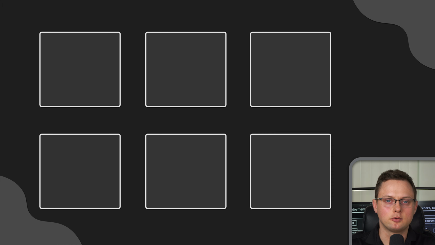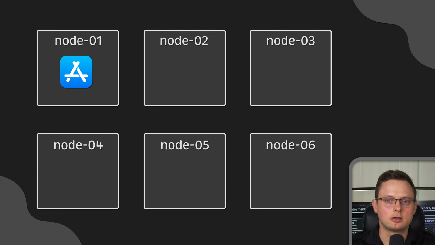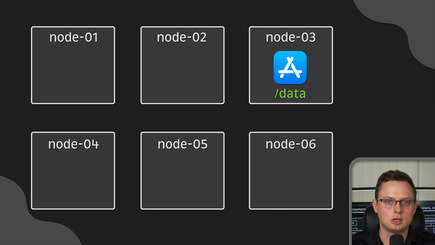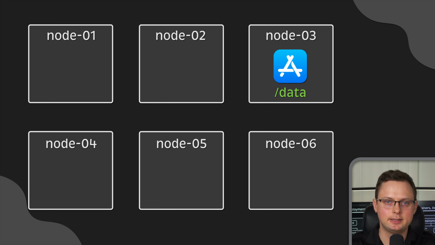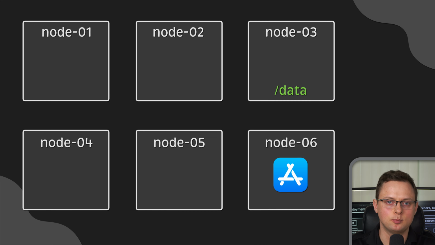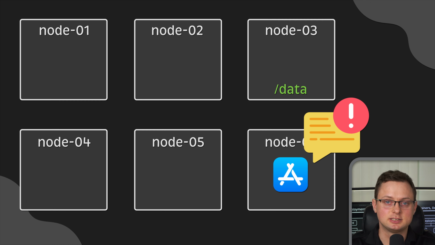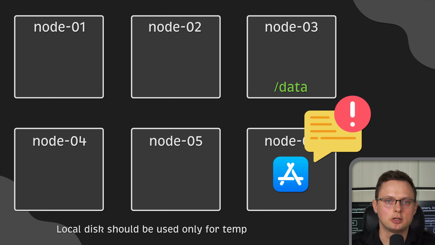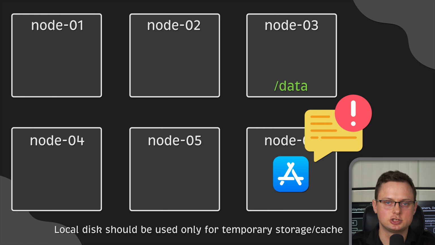Since an application running in your Kubernetes is not guaranteed to always run on the same node, you cannot use local disk to save data. If your app saves something on the local disk and then gets moved to another node, that saved data won't be there anymore. That's why the local disk can only be used for temporary cache storage.